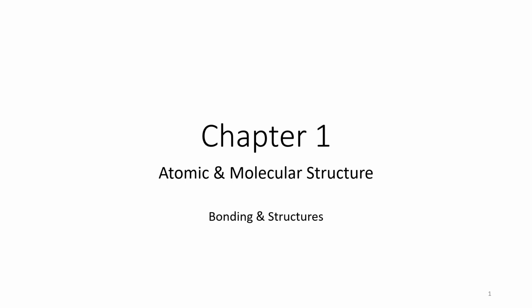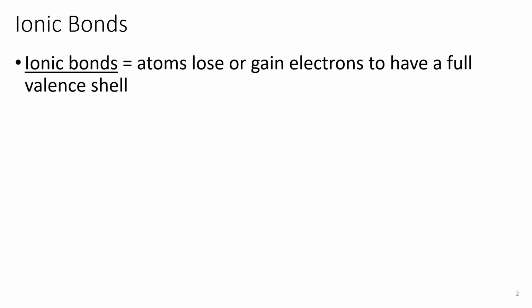In this part of Chapter 1, we're going to be focusing on bonding and on structures. So first I want to review ionic bonds. Remember, ionic bonds form when atoms lose or gain electrons to have a full outermost or valence shell.